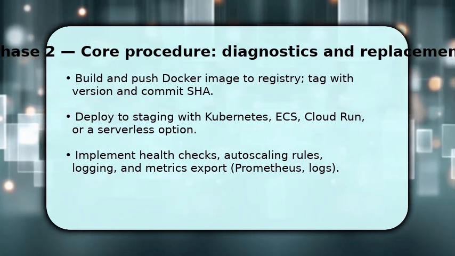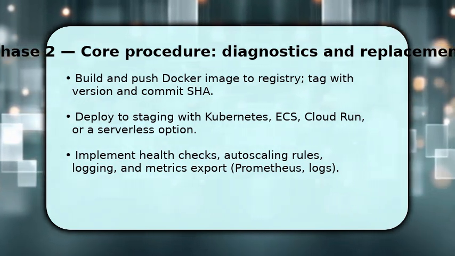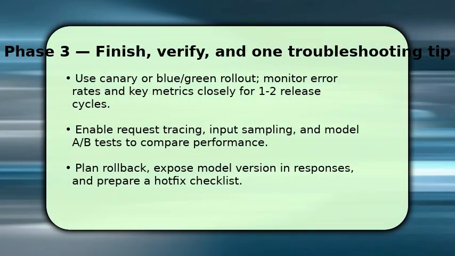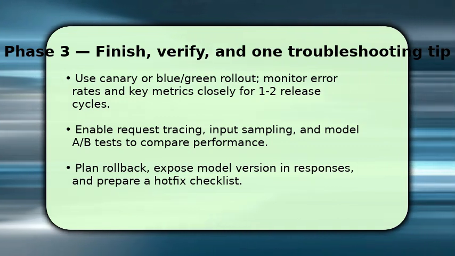For production, use a gradual rollout, canary or blue/green, so you limit blast radius. Validate live performance by monitoring error rates, latency, and business metrics for at least 1 to 2 release cycles.